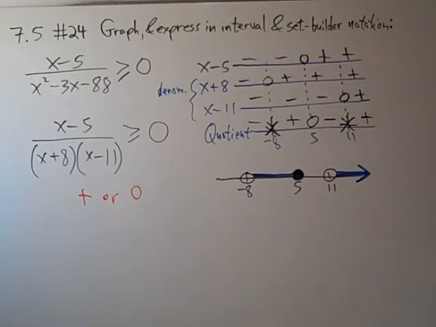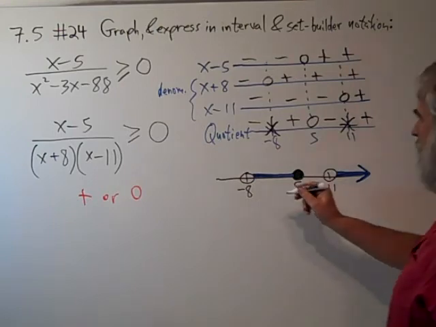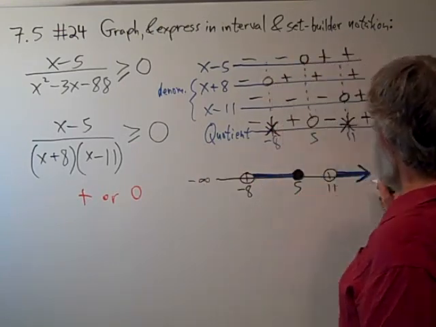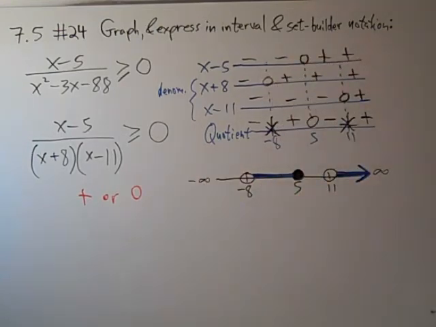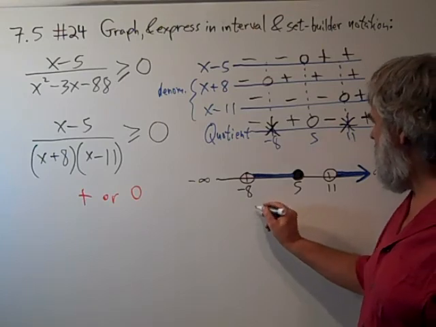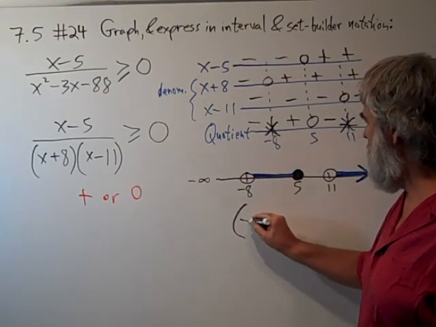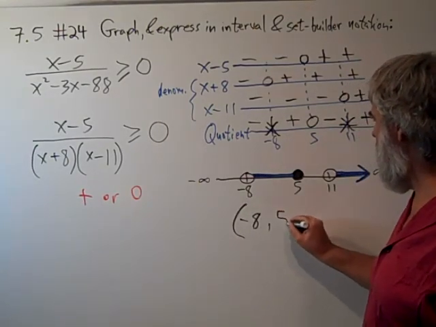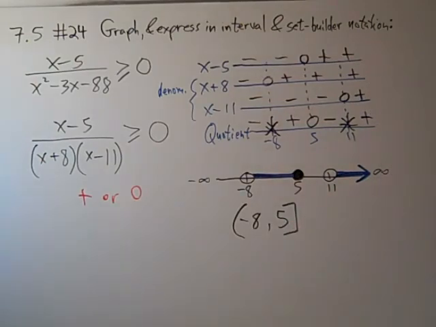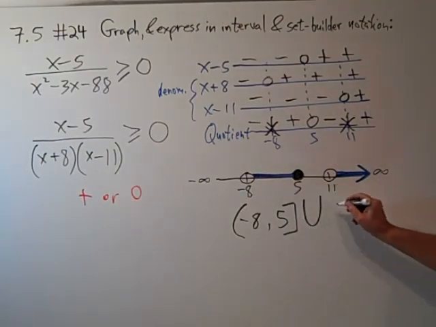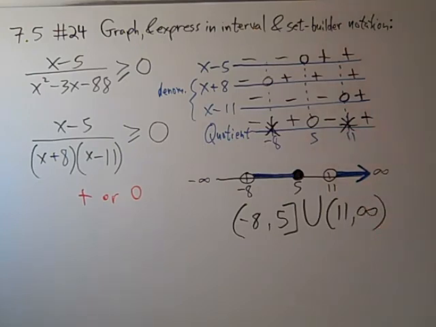Now we can put this in interval notation. This is the graph of the solution set. Negative infinity lives to the left of the number line, positive infinity to the right. So we can write this as the interval from negative 8 up to 5, including the 5, but not including the negative 8, union with the interval from 11 to infinity, not including 11, or infinity.